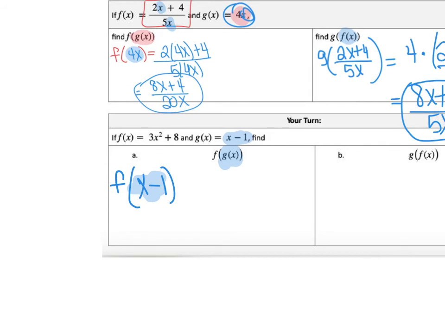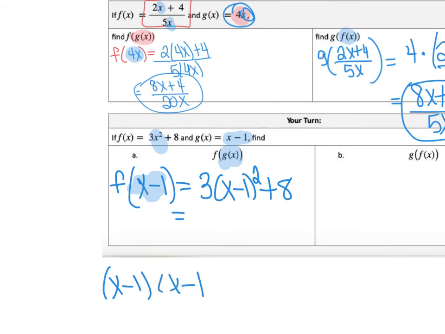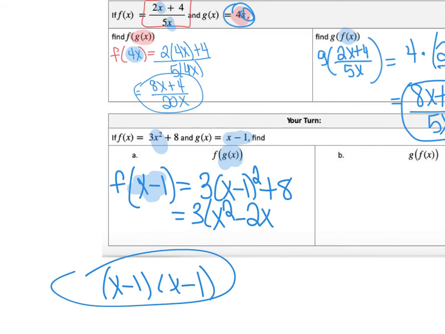Okay, so my function f of x is 3x squared plus 8, so anywhere there's an x in there, I'm going to take it out, and I am going to put x minus 1 in its place. So I would have 3 times x minus 1 squared plus 8. And then it's just some evaluating. Remember, x minus 1 squared is x minus 1 times x minus 1. So we'd have 3 times, when we multiply those out, we get x squared minus 2x plus 1. And then that plus 8 is still hanging on there.